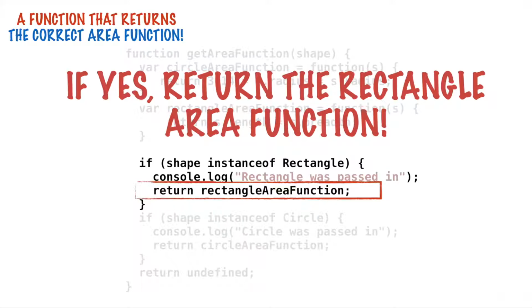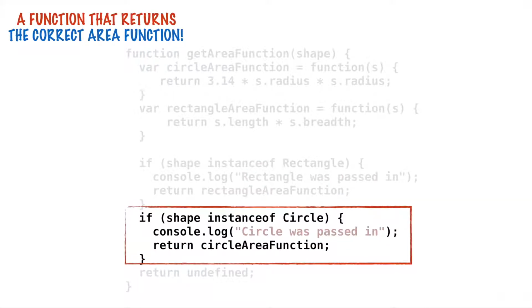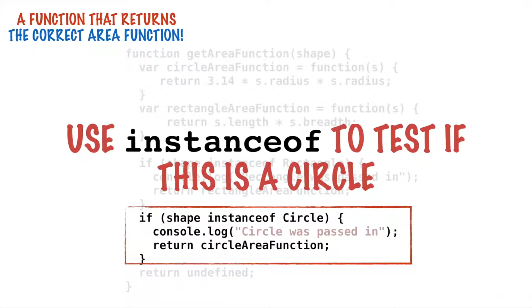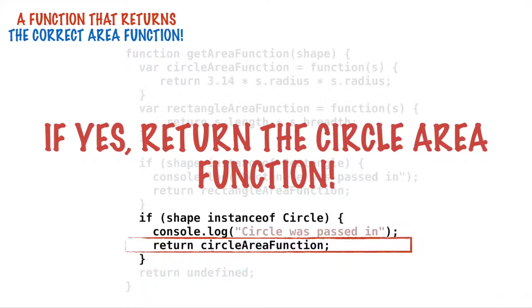If the rectangle check failed and the shape that was passed in was not a rectangle, we move on to the next check and we check whether the shape is an instance of a circle. Assume that the circle object constructor exists. We haven't seen the code for it, but you'll find it in the downloadable resources along with this lecture. So we use instance of to test whether shape is an instance of circle. If shape is indeed a circle, we return the correct area function, that is the circle area function.